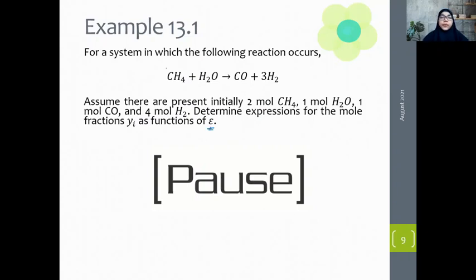So what is the information given to us? The first step is to extract all the information. From this reaction, ensuring this reaction is balanced, we can obtain the stoichiometric numbers. For methane we have -1, water -1, carbon monoxide +1, and hydrogen +3.